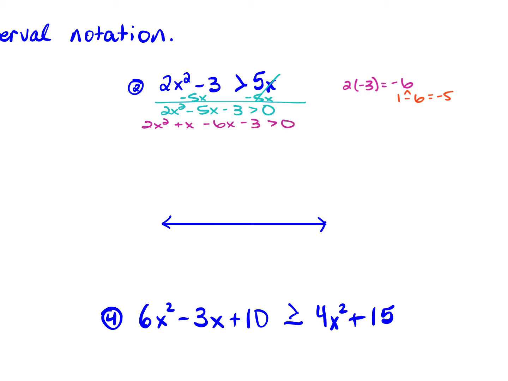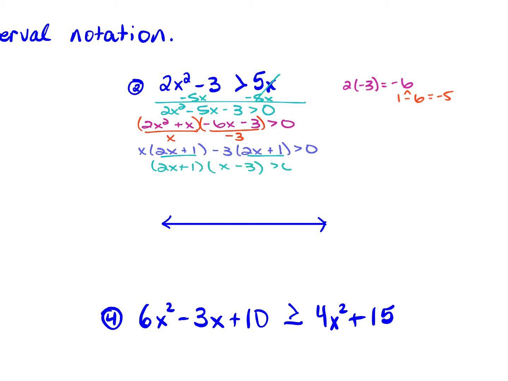Now that you have 4 terms on that one side, you can factor by grouping. Between the 2x squared plus x, what's your greatest common factor? Just x. Between the negative 6x and the negative 3, your greatest common factor is negative 3. So this is going to give us x times 2x plus 1 minus 3 times 2x plus 1 is greater than 0. Because your two sets of parentheses are the same, we can rewrite this as 2x plus 1 times x minus 3 is greater than 0.